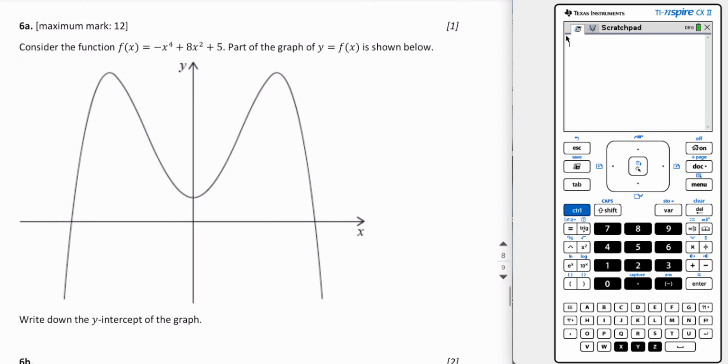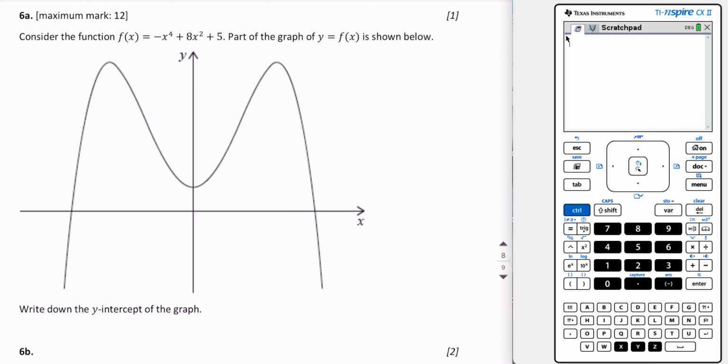Question 6a, consider the function f of x is equal to negative x to the power of 4 plus 8x squared plus 5. Part of the graph of y equals f of x is shown below. Write down the y-intercept of the graph.